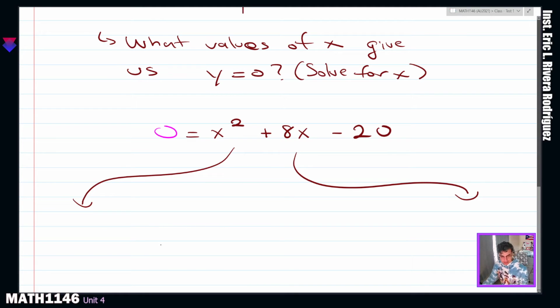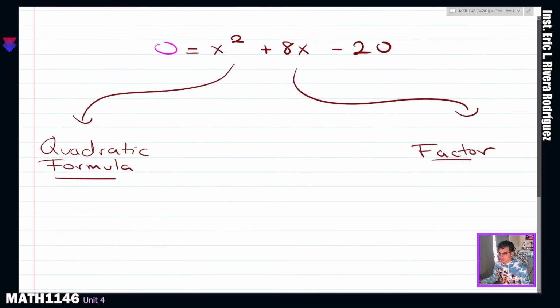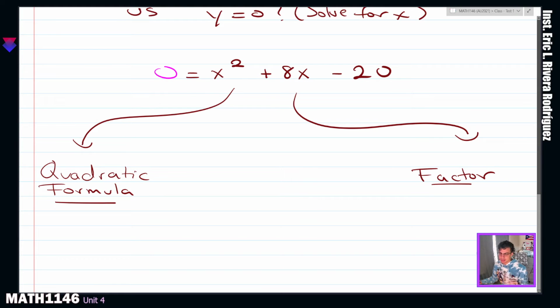The first technique that I'm going to explain here is using the quadratic formula. All right, and the other one is more an algebraic technique, which is factoring. Okay, so you get the formula by factoring this. I'm going to start with the quadratic formula, and it is important to know the coefficients, to identify the coefficients for using the quadratic formula.